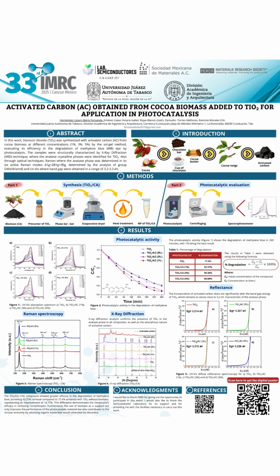biomass. In the experimental part, we started with our biomass obtained from cocoa and the TiO2 precursor, in this case tetrabutoxide. These were subjected to a sol-gel process, then to evaporative drying, physical grinding, then heat treatment, and finally the synthesis was obtained. The second part was for photocatalytic evaluation, starting with photocatalysis, then centrifugation, and finally evaluated with a spectrophotometer.